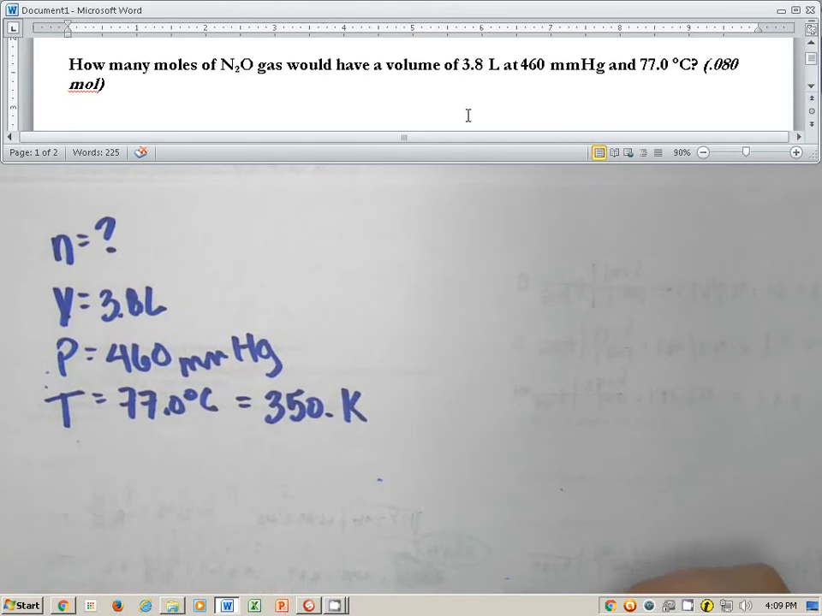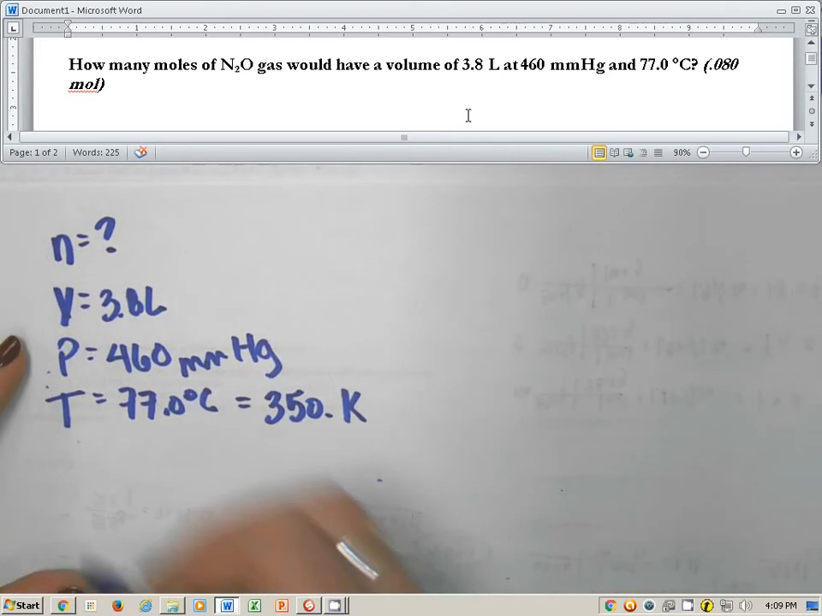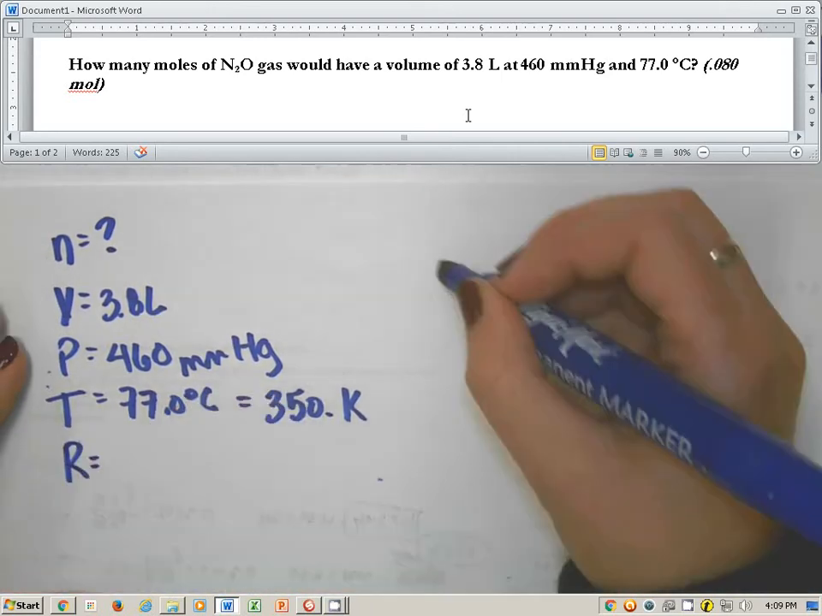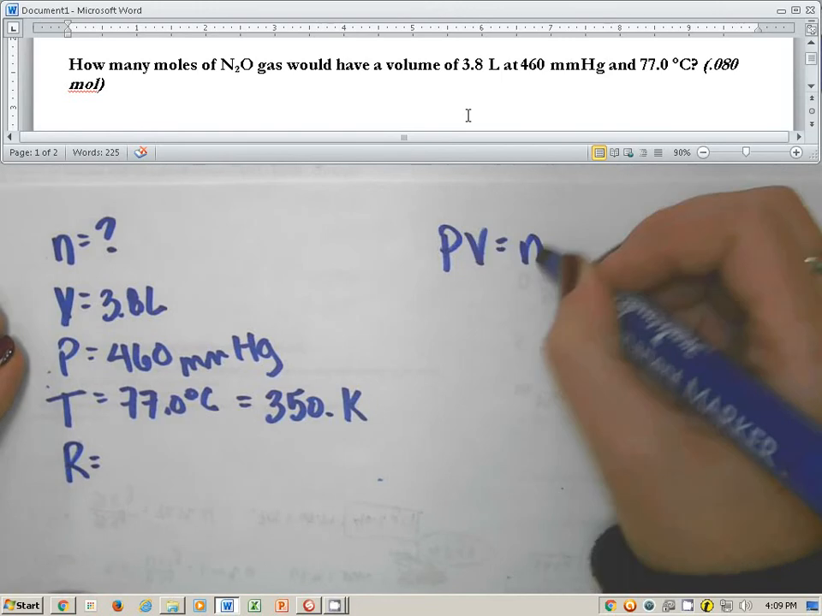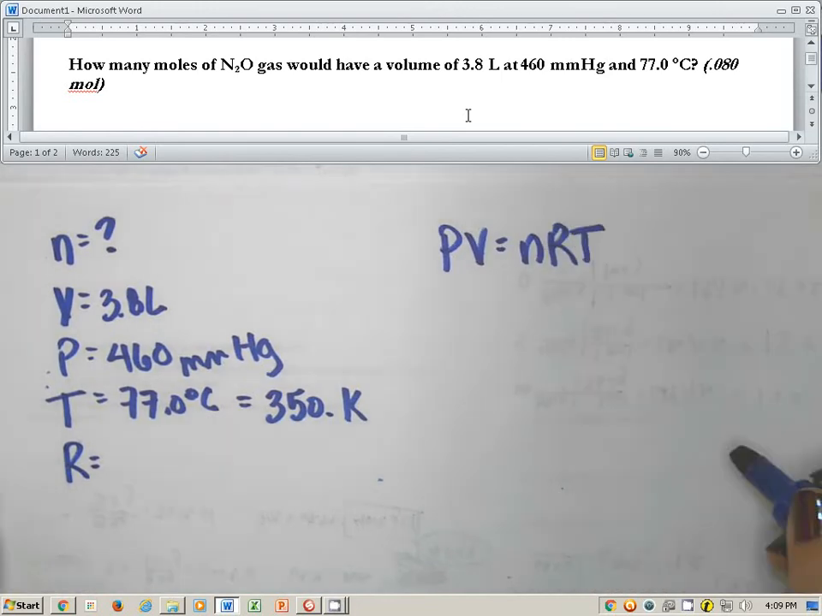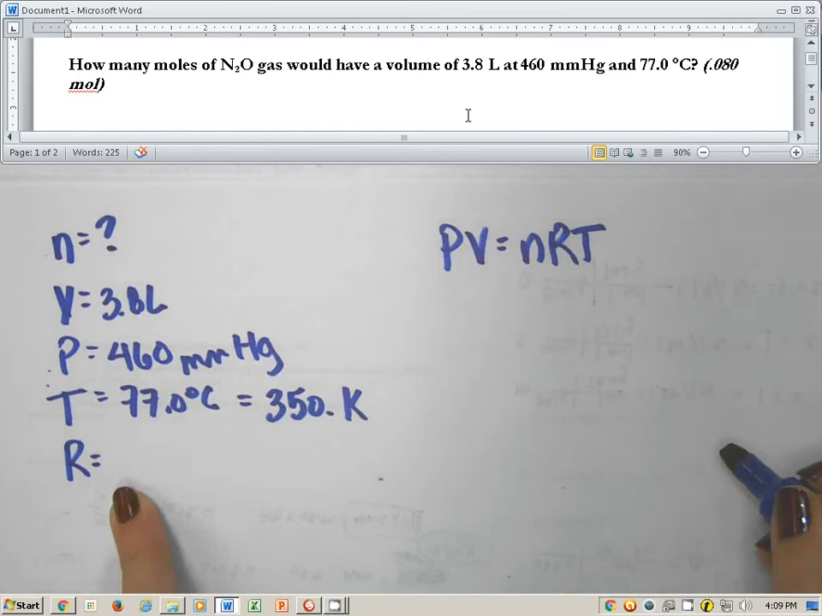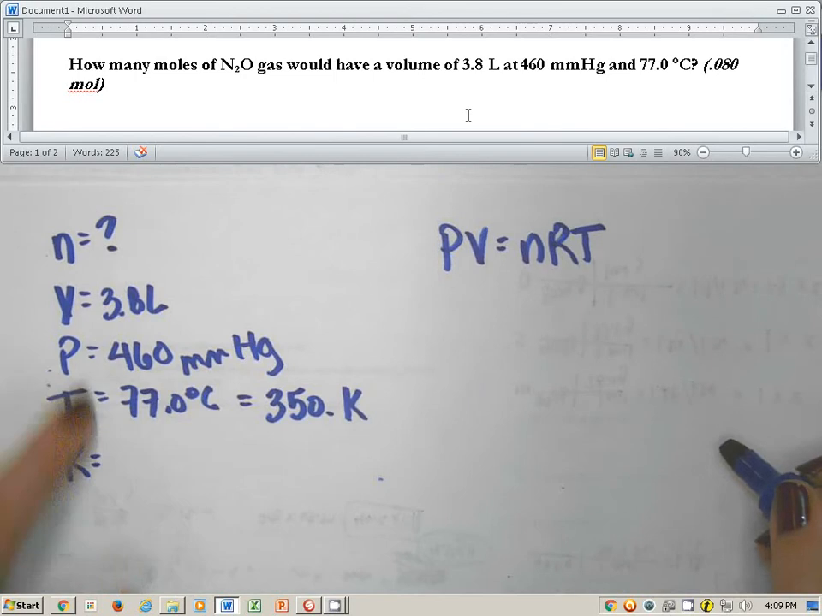Alright, so I know it's going to be an ideal gas problem because it's got the n. But it seems that I'm missing something, because if I think about my equation, PV equals nRT. But I'm not really missing anything, because R is a constant. I can look it up. So I have 4 pieces, and I'm looking for that one. I'm good to go.